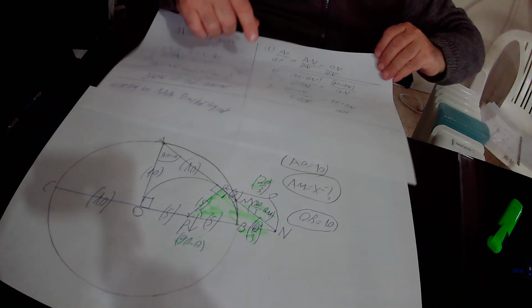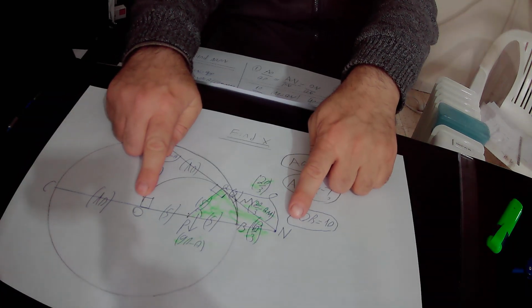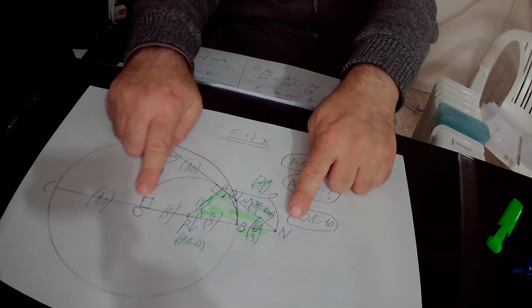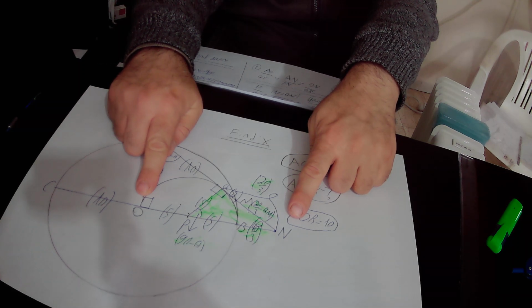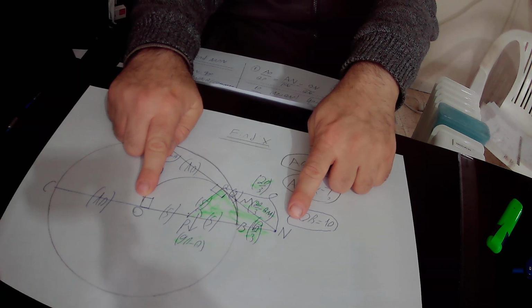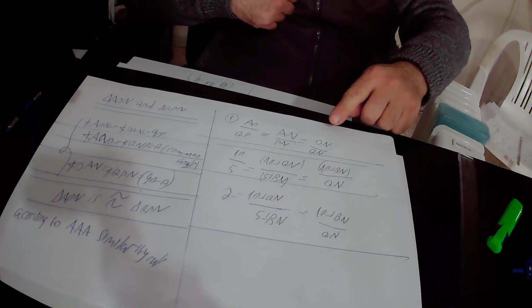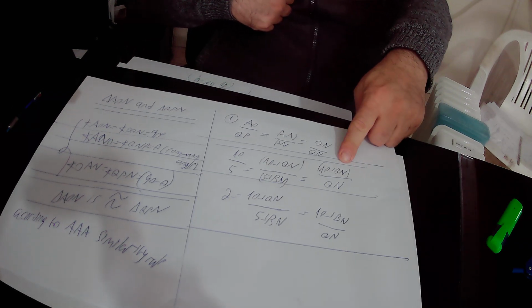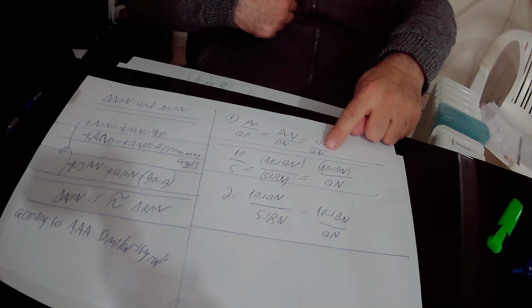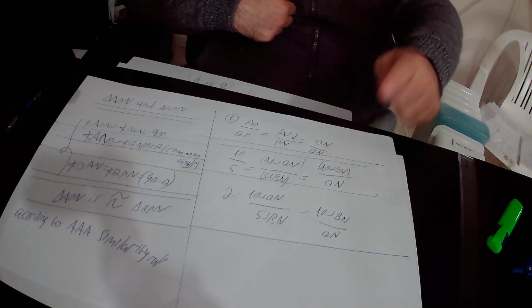What is the length of ON? ON in total equals OP plus PB plus BN. So ON equals OP, that is 5, plus PB, that is also 5. 5 plus 5 is 10, plus BN. So in total ON equals 10 plus BN. ON over QN equals 10 plus BN over QN. QN is the missing side, so we leave it as it is.